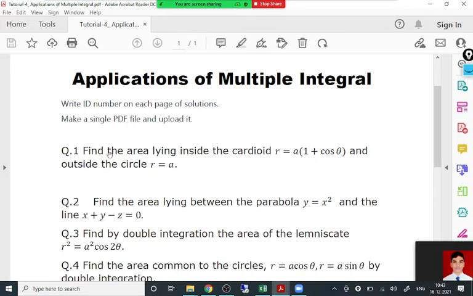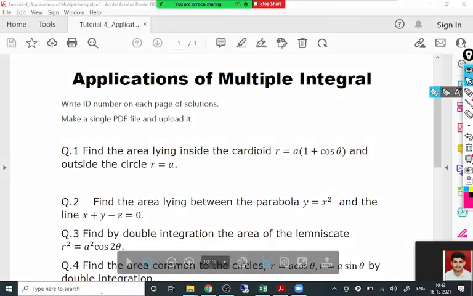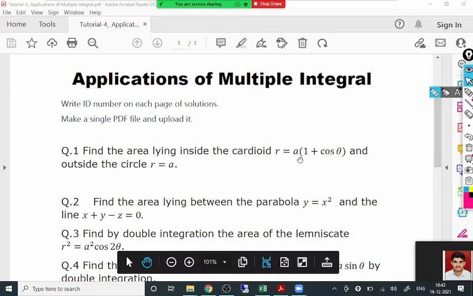Come to the first question. The question is: find the area inside a cardioid and outside a circle. Can you tell me what type of cardioid this is? r equal to a(1 plus cos theta). A right-hand cardioid, good. And r equal to a is a circle with center (0, 0) and radius a.